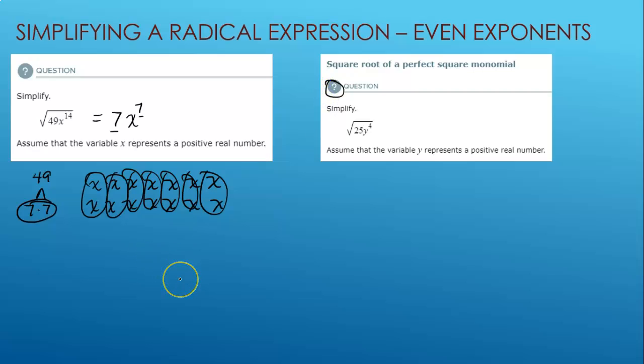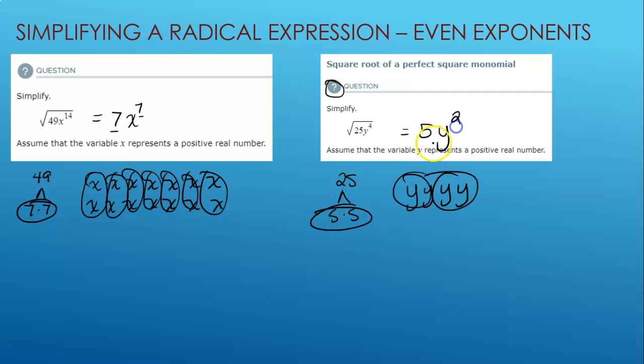You pause the video and see if you can do this one on your own. You should have started by finding the square root of 25. Almost all of you could have done this without the tree. 5 times 5 is 25, so the square root of 25 is 5. If I look at the 4 y's, there are 2 perfect squares, so it's y squared.